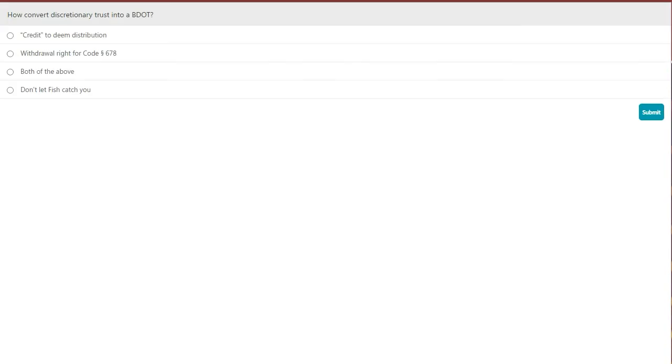So before I go more into this, here's a question for you. How do you convert a discretionary trust into a BDOT? Credit to deemed distribution, do a withdrawal right to Code Section 678, both of the above, or don't let the fish case catch you. You catch fish, got the fish case. I'll let people answer the polling question.